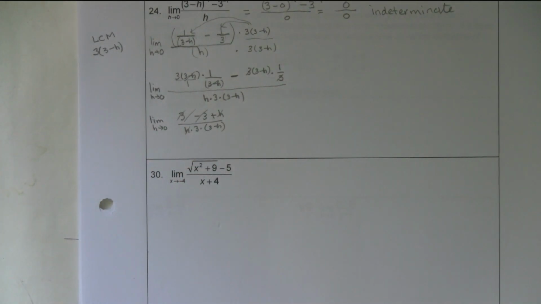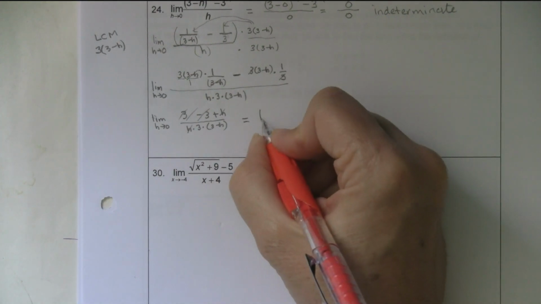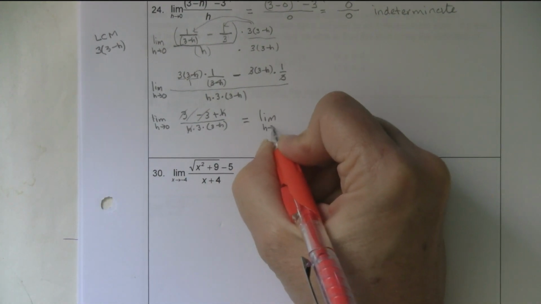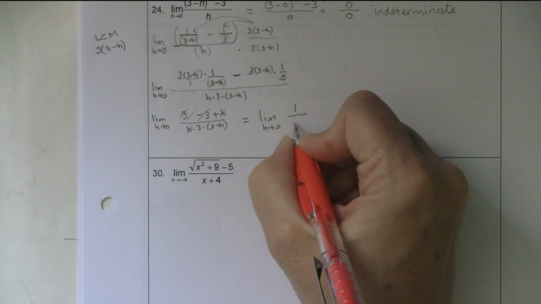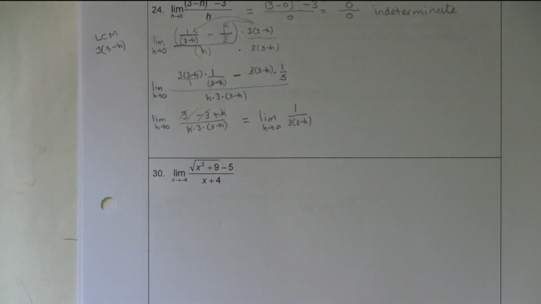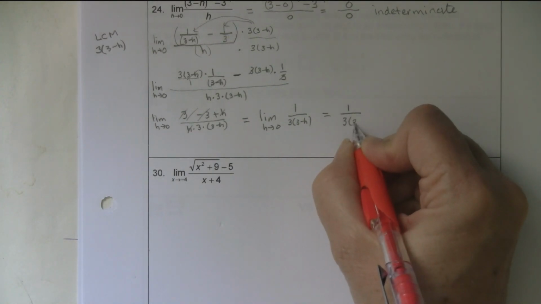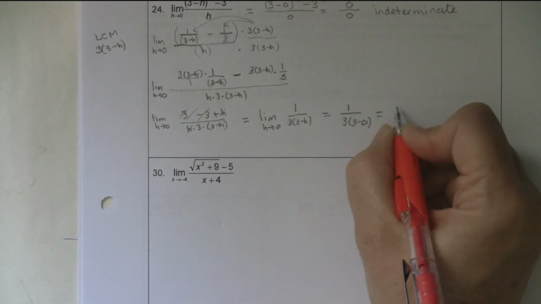And now, all of a sudden, I have 1 in the numerator. I'm going to write this again so you can see what I have. I have the limit, now that I've simplified it, of 1 over 3 times 3 minus h. My numerator is no longer 0, but more importantly, my denominator is no longer 0. And so when I substitute in, I get 1 over 3 times 3 minus 0, which is 1 over 9.